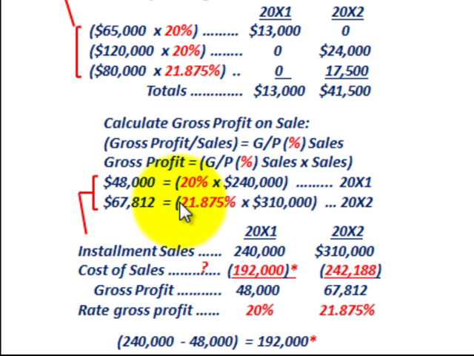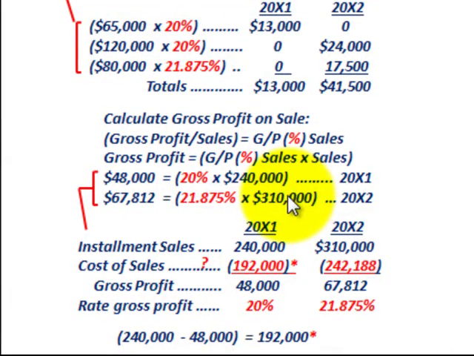You take the gross profit on sales that we recalculated here at 21.875% times the sales for the year, $310,000. That's going to give us $67,812. So that's our total gross profit for year 20X2.